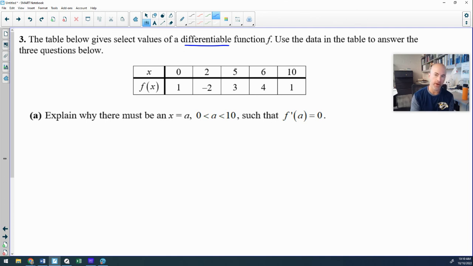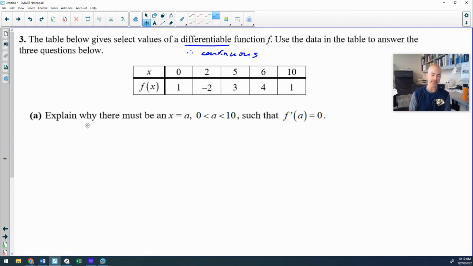This is how on the AP exam and in AP free response questions particularly, we very frequently see mean value theorem or Rolle's theorem questions posed in this way with a table of values that will usually describe the function as differentiable. Every now and then they may say the function is also continuous, but you are supposed to know that if a function is differentiable, it is also continuous. And that is a very, very important declaration to make in the world of free response questions.